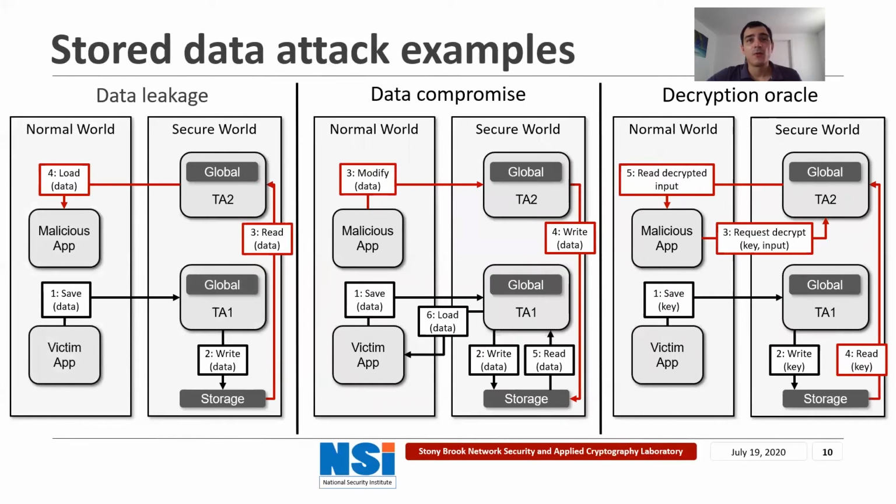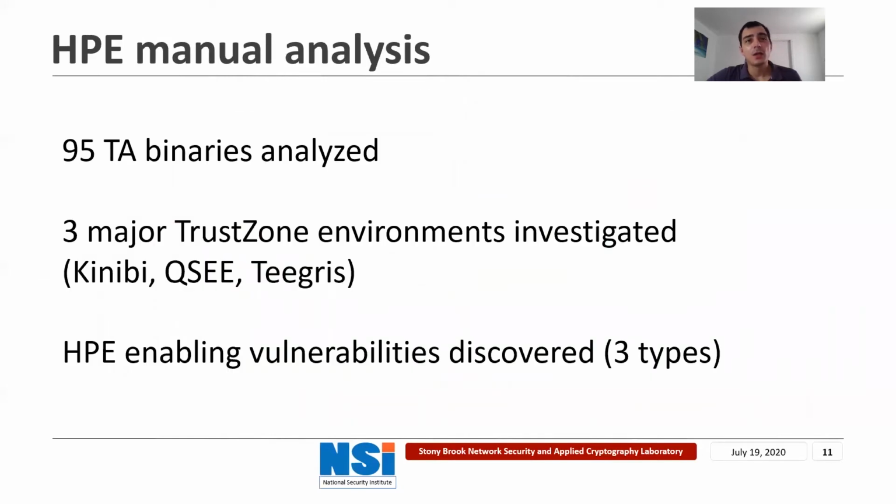Similar attacks can be performed when TAs store data in secure storage. The key difference is that any TA with access to the respective storage could be leveraged by the malicious app in order to leak or compromise data within. More details regarding these attacks are presented in the paper. We've analyzed a total of 95 TA binaries for vulnerabilities that could enable horizontal privilege escalation. These binaries have been extracted from 3 different TrustZone-based trusted execution environments: Kinibi, Qualcomm Secure Execution Environment or QSEE, and Teegris.